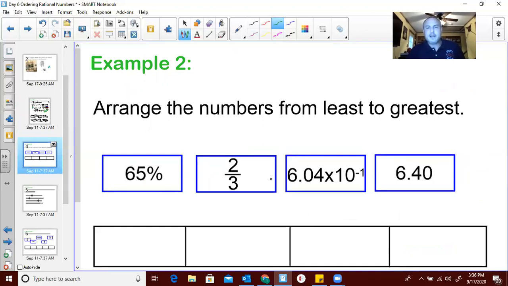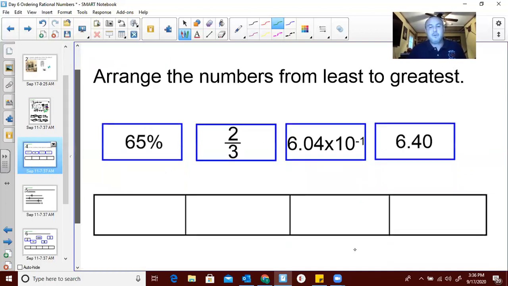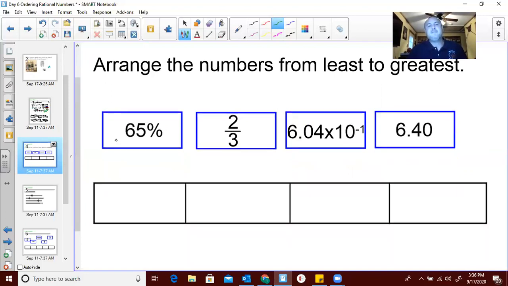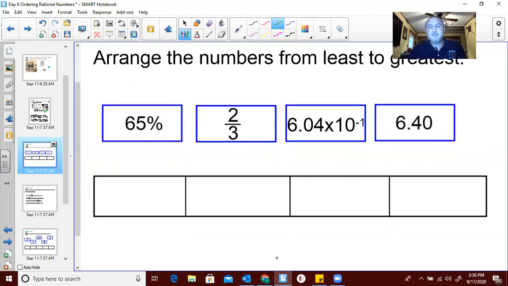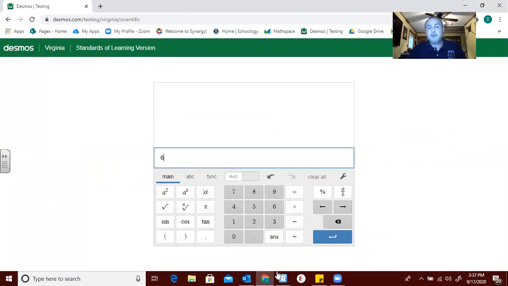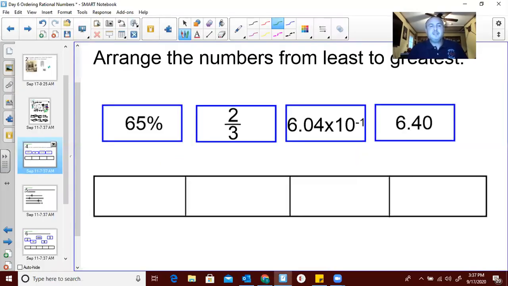I got a percent, I got a fraction, I got a scientific number, and a decimal. I'm going to go ahead and do this one on Desmos, and that way I don't have to worry about Desmos for the rest of this. So I have 65% here. Again, we're going to turn all of these into decimals, and then arrange them from least to greatest. So we're going from smallest to biggest, which would be ascending. So 65%. We remember that if we're doing a percent and trying to get it to a decimal, we divide by 100. We always divide percents by 100. We want to make a decimal, so this would be 0.65.